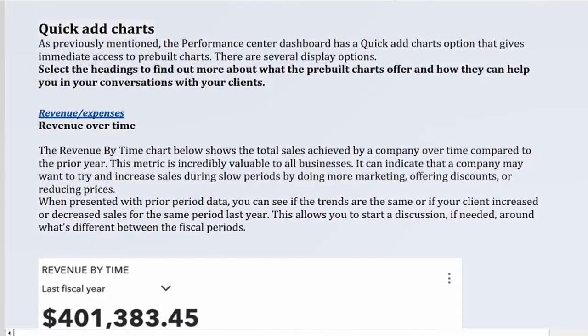Quick Add Charts. As previously mentioned, the Performance Center dashboard has a Quick Add Charts option that gives immediate access to pre-built charts. There are several display options. Select the headings to find out more about what the pre-built charts offer and how they can help you in your conversations with your clients.